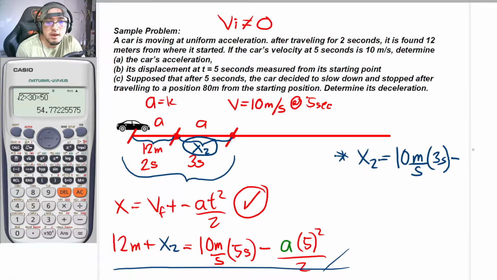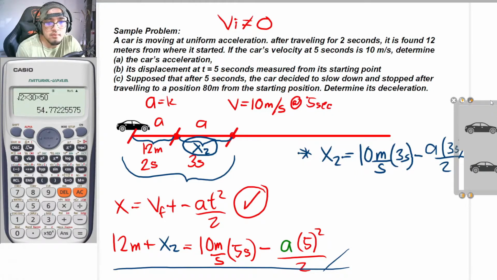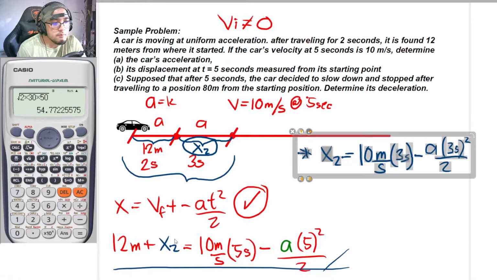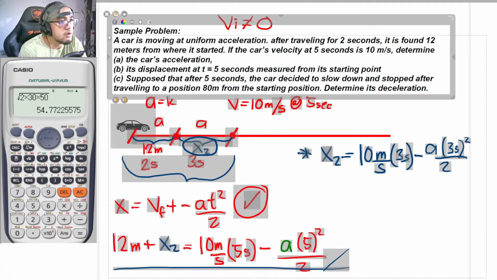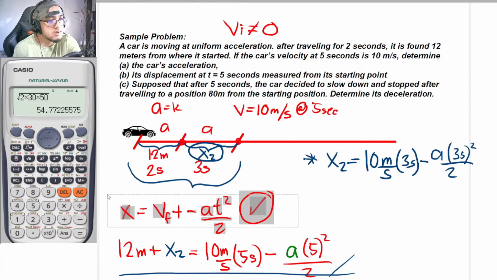So minus acceleration. So we do not know acceleration yet. Times time. So once again, 3 seconds squared divided by 2. And since you cannot see what I am writing, I will just be moving it here. Okay. So with that, guys, I can actually substitute this value to x sub 2 here. So with that, I would just be copying all of this to our next slide for us to have space. Then I will erase this.